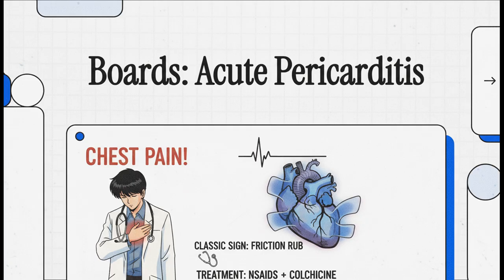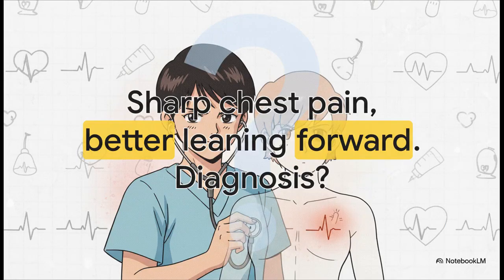Let's jump right in. You're staring at your screen on exam day, and this case pops up. Sharp chest pain, worse lying down, better leaning forward. Instantly, one diagnosis should be screaming at you from the top of your differential. Yep, this is the classic textbook setup for pericarditis, and we're going to break down exactly why.